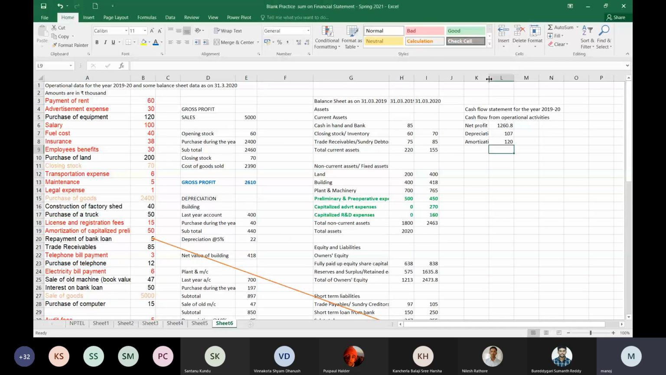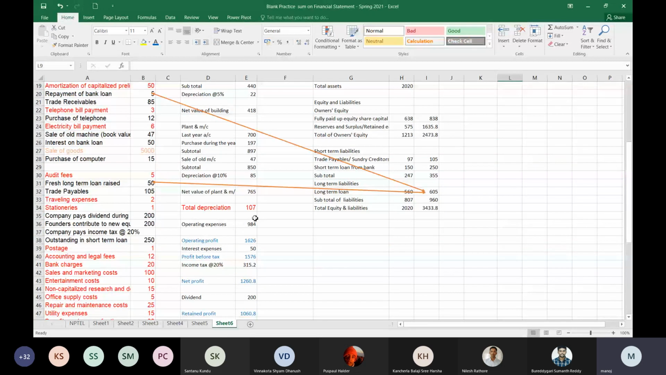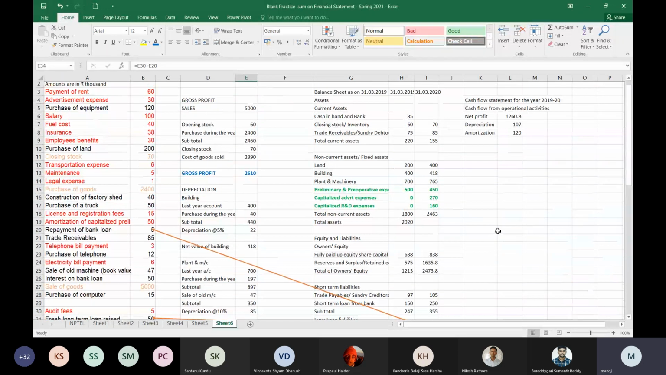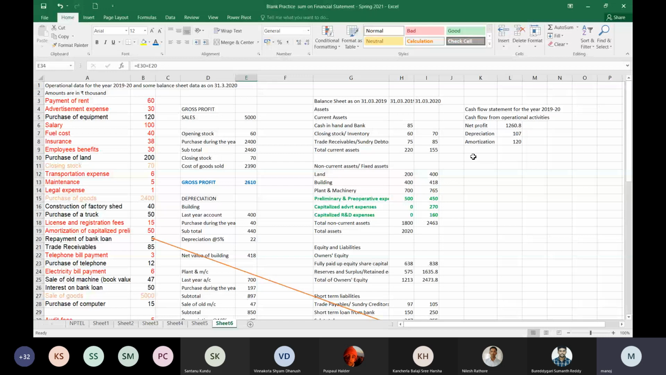These are plus because these are non-cash expenses. Money has not gone out, but we have shown it here as an expense as if money has gone out. So we have to bring back the money that we have shown as if it has gone out, but actually has not gone out. So we are bringing it back by showing it as positive cash flow. Positive, yeah. Then we have to account for any increase or decrease of inventory.